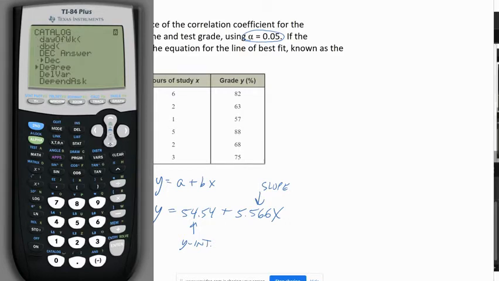We're looking for diagnostic on. So I'm going to keep scrolling here until I see diagnostic on. There it is. Diagnostic on. I press enter and then enter again. Now my diagnostics are on, so that means when I do the linear regression, and remember we said we want to store the regression equation using vars, yvars, function, y1, you should see the R value of 0.9217.